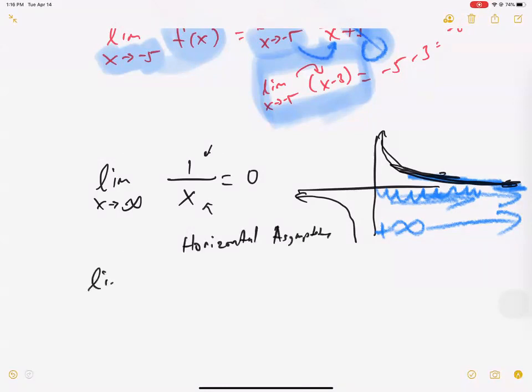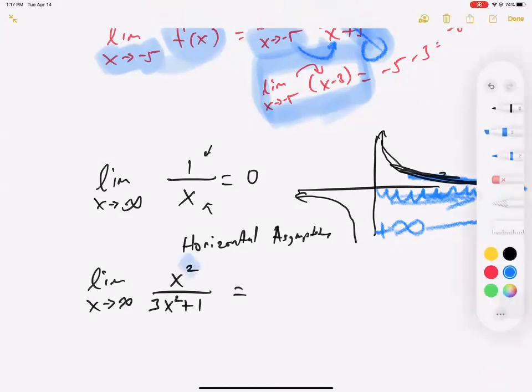Let's do the same problem. The limit as x gets closer to infinity of x squared over 3x squared plus 1. Can anyone tell me what this graph will look like at infinity? What's the horizontal asymptote for this graph? Go ahead and type it in the chat. I'm hearing 1/3. If the exponents are the same, we copy the front values. In this case, it's going to be 1 over 3.